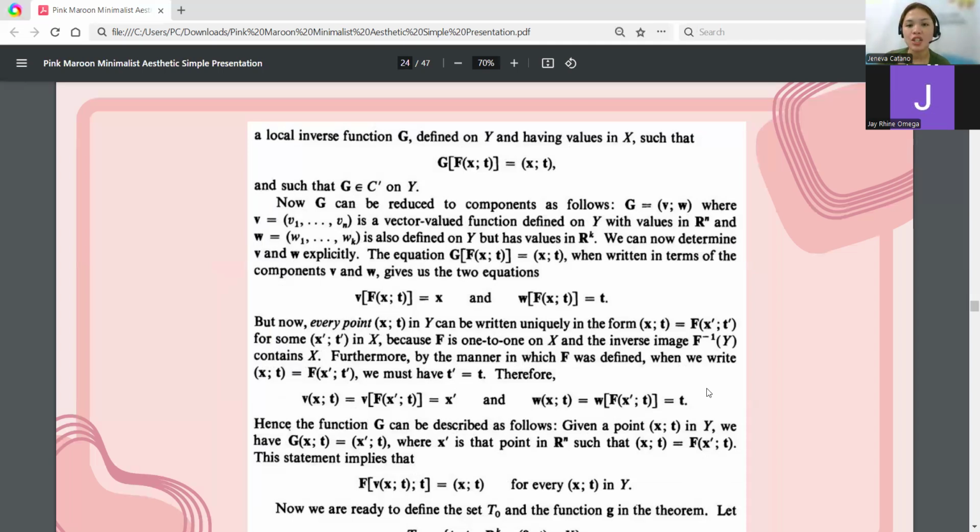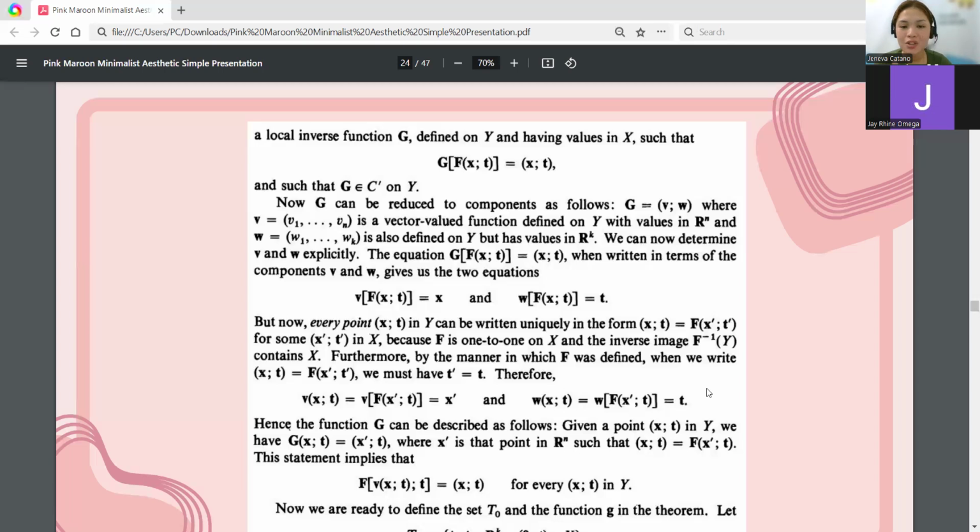A local inverse function g defined on Y and having values in X such that g of F of (x, t) equals (x, t), and such that g belongs to C^1 on Y. Now g can be reduced to components as follows. g equals (v, w), where v equals (v sub 1 up to v sub n) is a vector-valued function defined on Y with values in R to the power of n, and w equals (w sub 1 up to w sub k) is also defined on Y but has values in R to the power of k, which we cannot determine v and w explicitly.